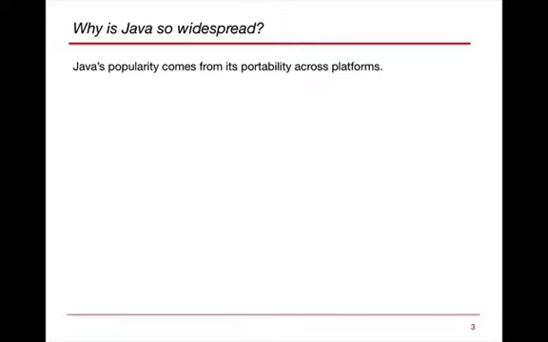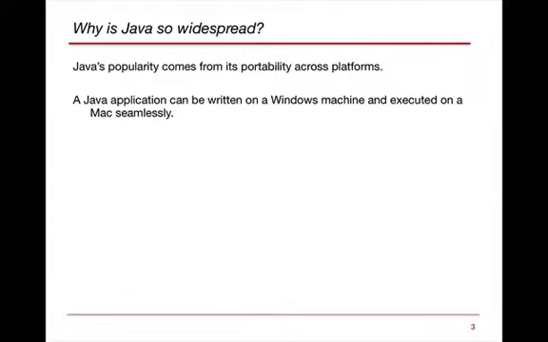So why is Java so widespread? Again, it does come from its portability across platforms. An application that is written on Windows can be executed on a Mac seamlessly, and this holds true for any number of devices. I can even take an application that is written in Java and execute it on a cable box or a set-top box, within some degree of give and take there, but you can execute it because there is a Java virtual machine. Theoretically, it would work. This is known as write once, run anywhere, that I can write it on one platform and run it anywhere I'd like.